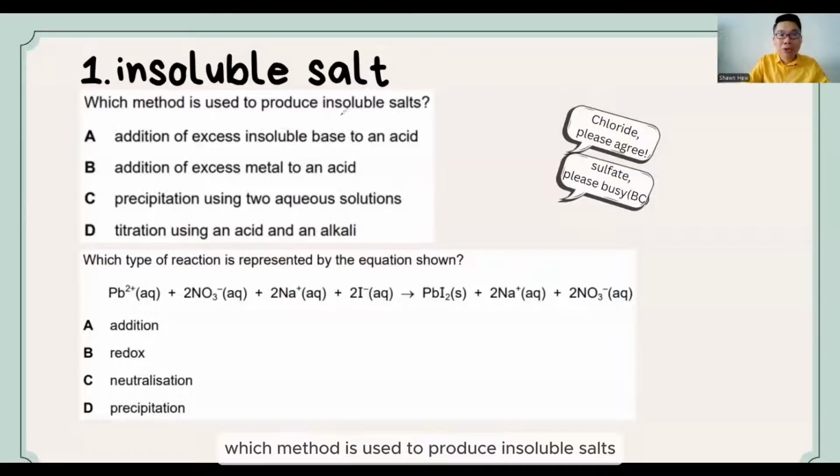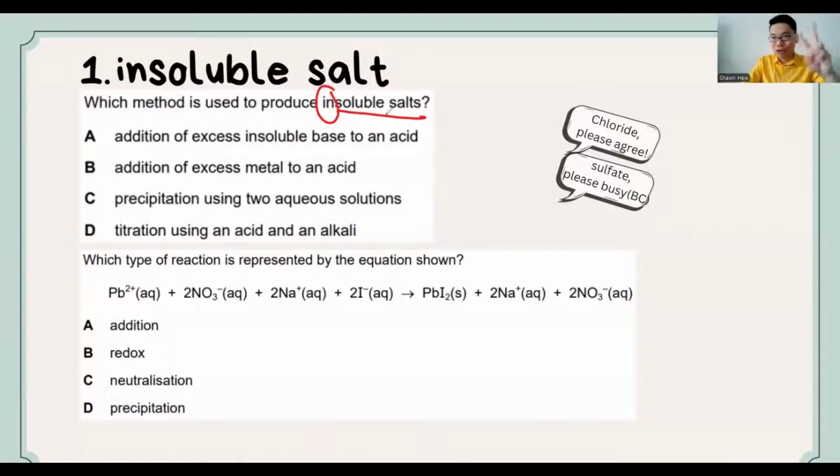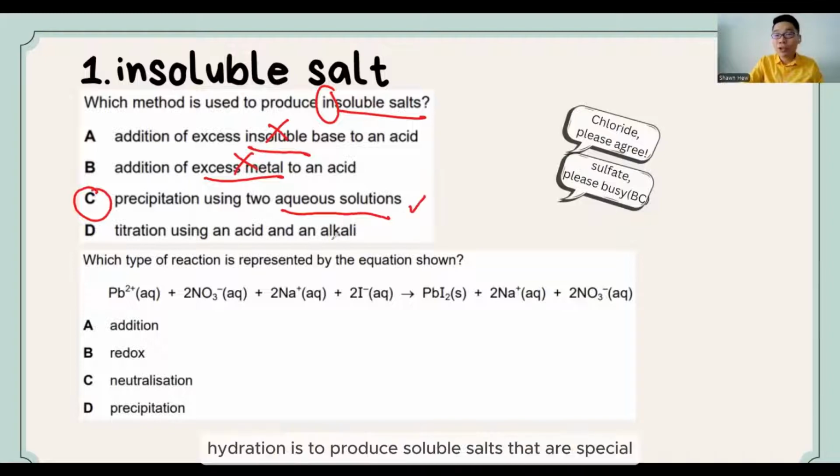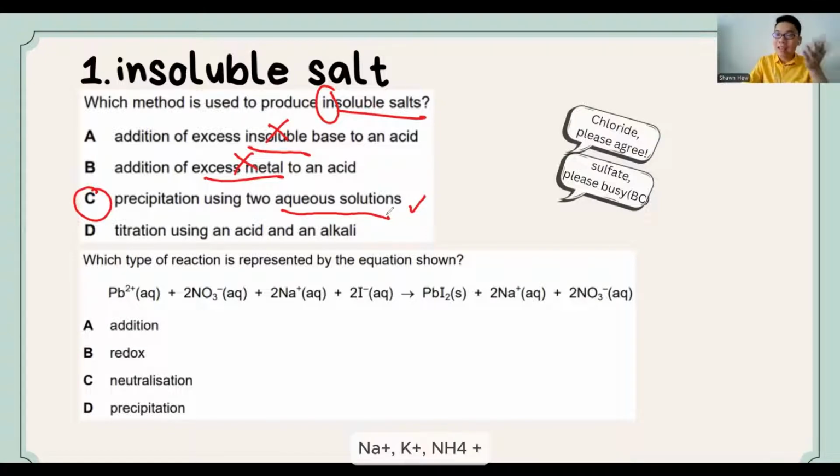Which method is used to produce insoluble salts? Two soluble salts, agree or not? So if you add an insoluble base, then cannot. Metal is a solid, also cannot. Then two aqueous solutions, yes. Titration is to produce soluble salts that are special, Na, K, NH4. Which type of reaction is represented by the equation below?